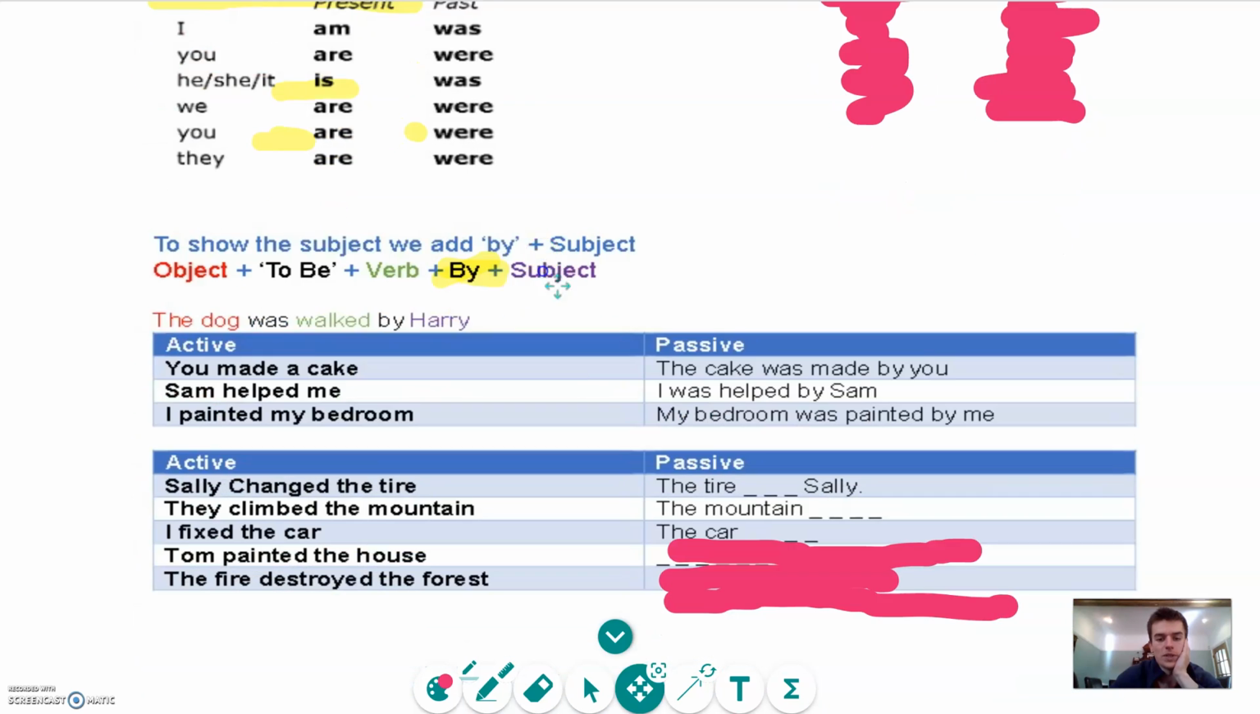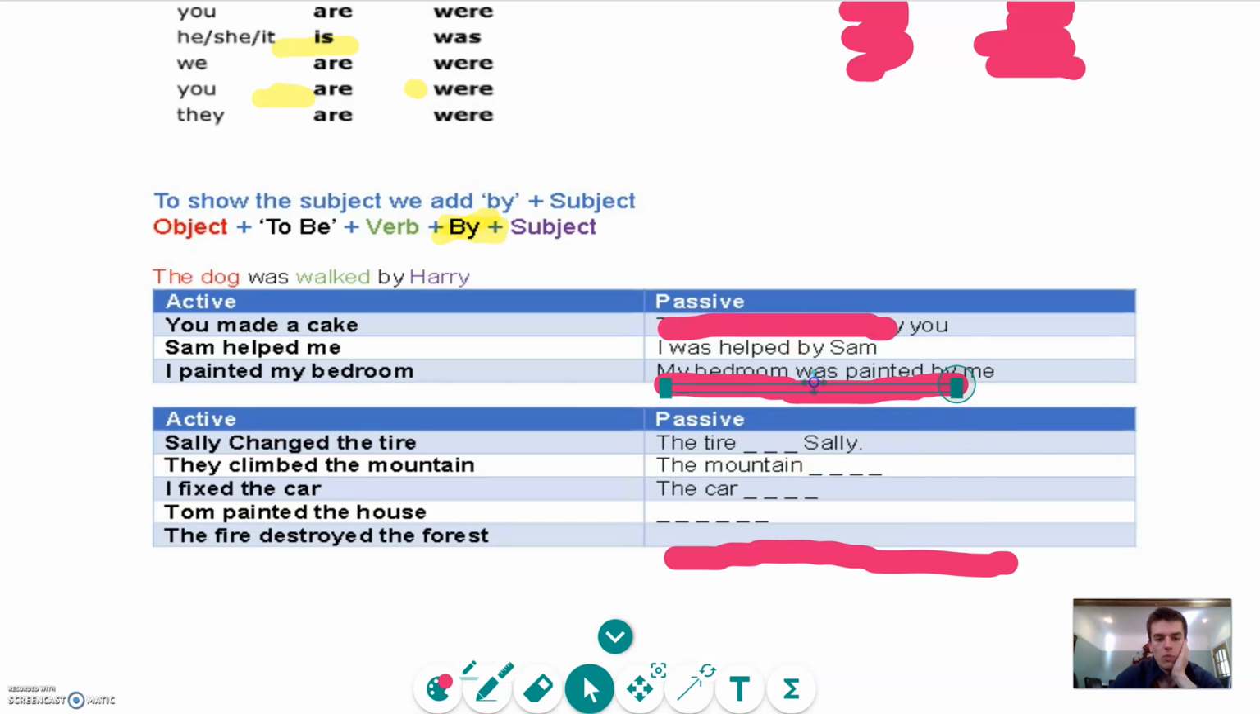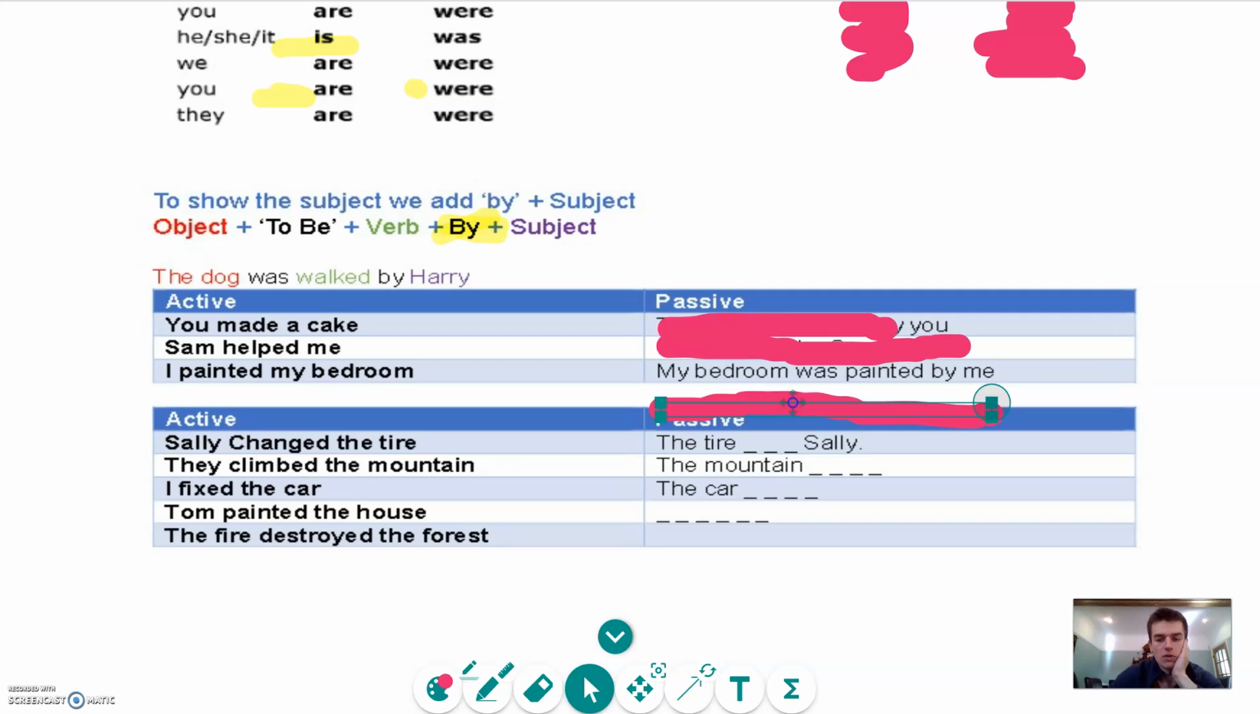Okay, so this is the complete opposite of what we started off with. So initially in the active voice, we had Harry walked the dog, and now we switched it around. So we've got the dog was walked by Harry.